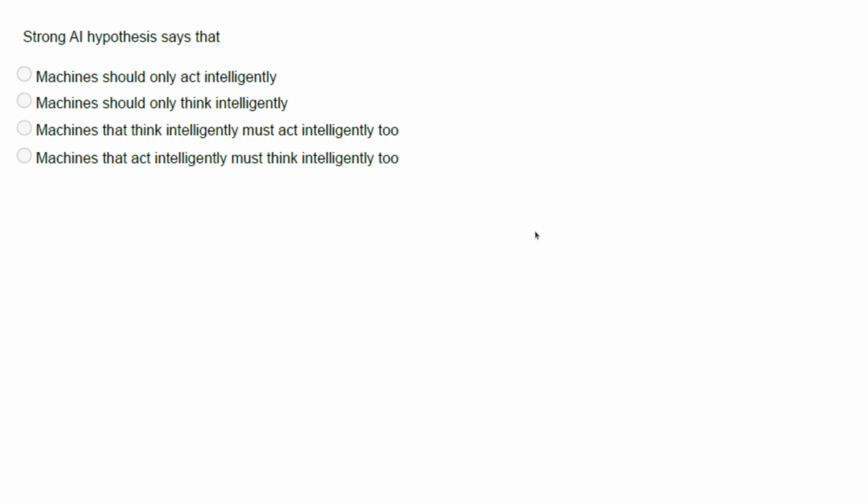Yeah, so which one would be correct here? Whether machines should only act intelligently or think intelligently or both? But if it thinks intelligently, must it act intelligently, which one should be correct? Machines that act intelligently must think intelligently too. Here the first two options were only single ones, but the last two allow both, and the reason is different. The more separate one is that machines that act intelligently must think intelligently too. If it is doing well, it's most likely that it is also thinking intelligently. That's why it shows that behavior, right? So this was the reason, and this is the most appropriate.